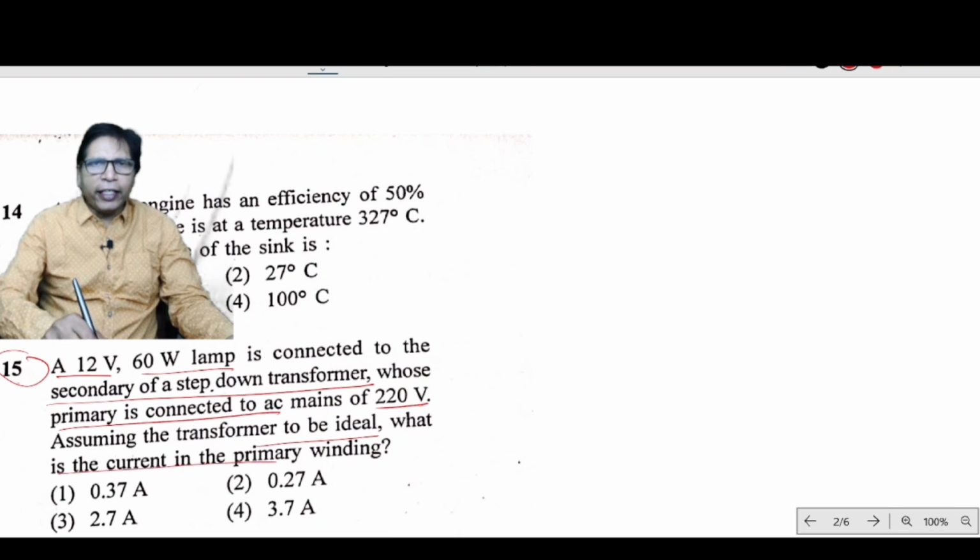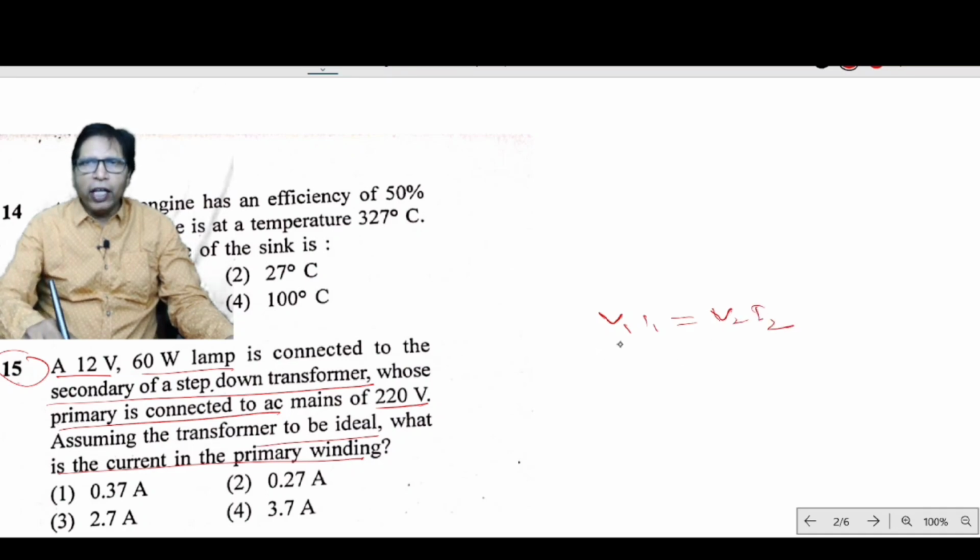What is the current in the primary winding? Look at this, V1 I1 equals V2 I2. Now V1 is the voltage in the primary. This is the 220 volt. Now this is the current I1, and V2 is the 12 volt.